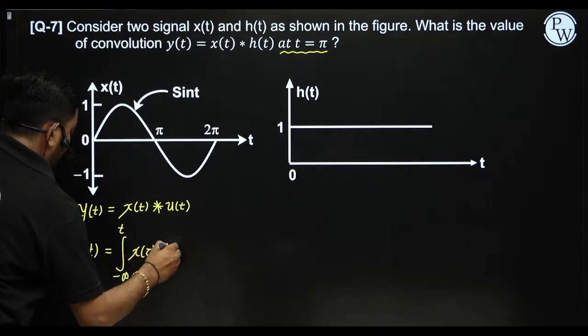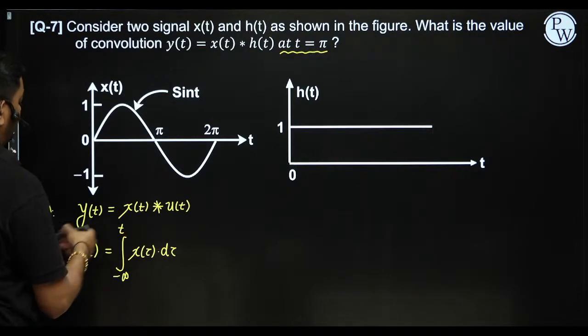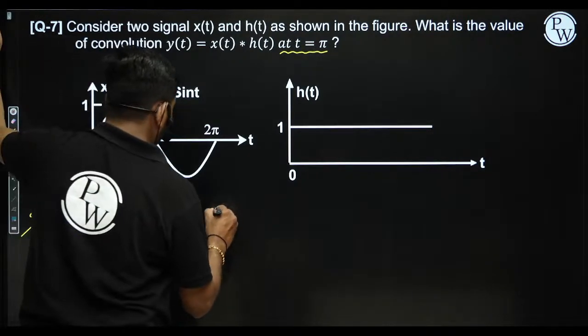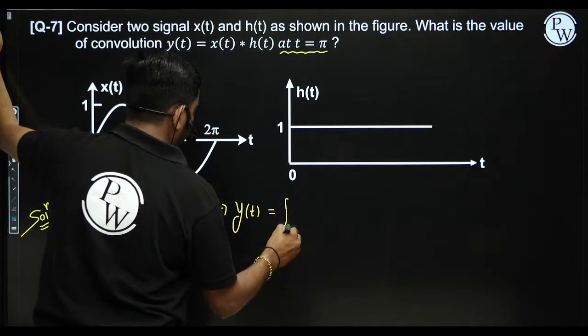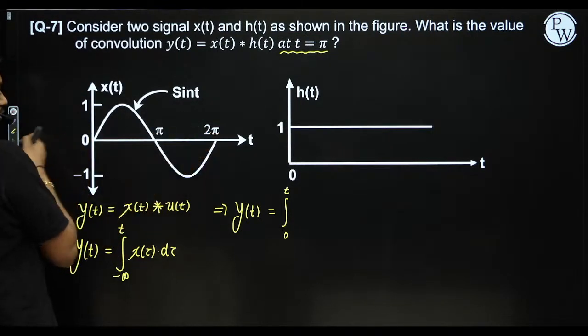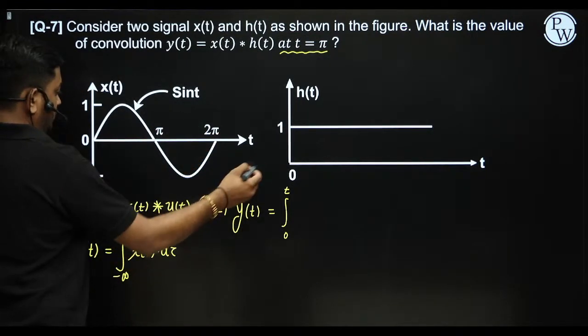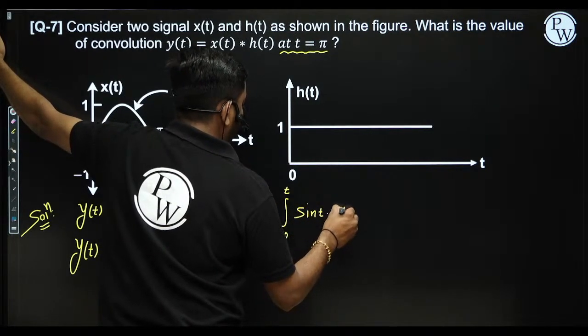Simply, if you integrate a signal from minus infinity to t, then you will get the convolution between two signals. So here y of t is nothing but the integration from 0 to t, and this is for positive time. You can see that for negative time it is 0, so that's why the limit will be 0 to t if you put sin t. Are you getting what I'm saying?